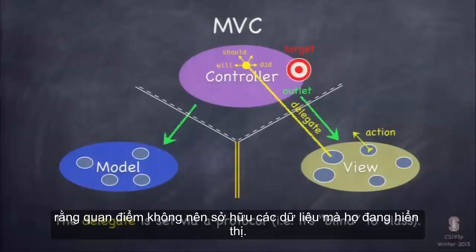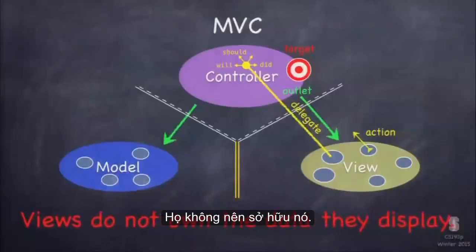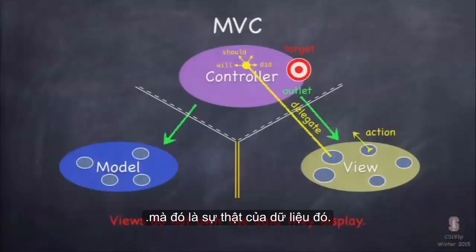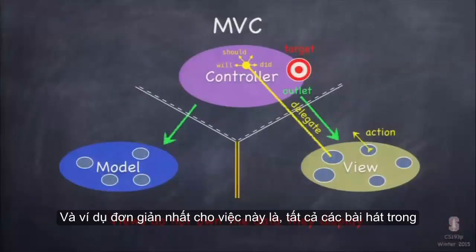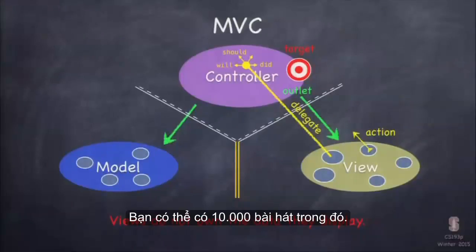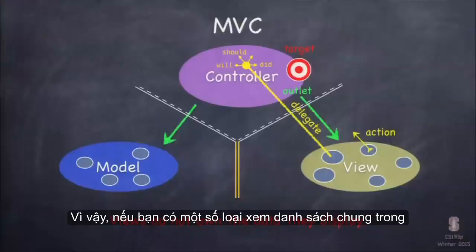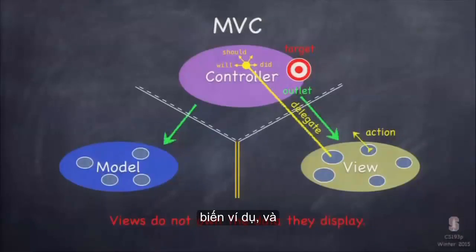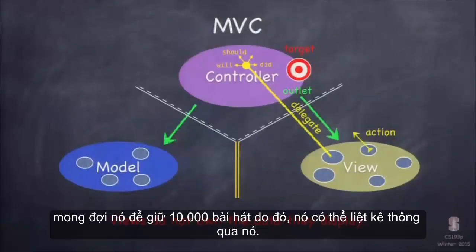Also, another important thing is that views should not own the data that they're displaying. They should not own it. In other words, it shouldn't be a property inside of them where that's the truth of that data. The easiest example for this is all the songs in your iPod, on your iPhone or your iPad, right? You might have 10,000 songs in there. So if you have some kind of generic list view in your view, you can't transfer all 10,000 songs to its instance variables and expect it to hold 10,000 songs so it can list through it.